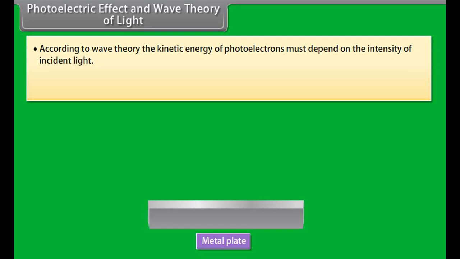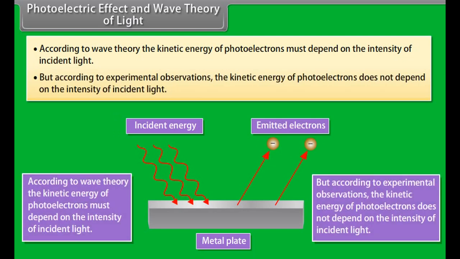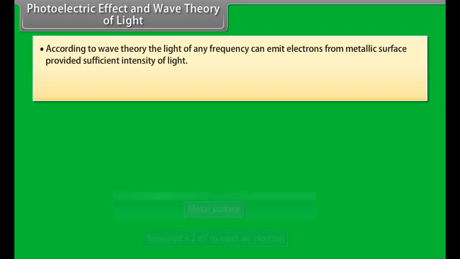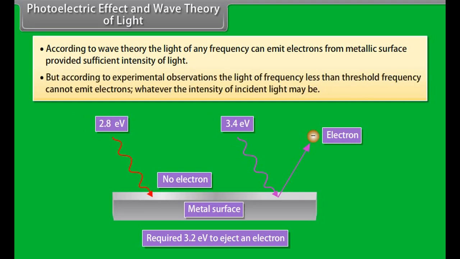According to wave theory, the kinetic energy of photoelectrons must depend on the intensity of incident light. But according to experimental observations, the kinetic energy of photoelectrons does not depend on the intensity of incident light. According to wave theory, light of any frequency can emit electrons from a metallic surface provided sufficient intensity of light. But according to the experimental observations, light of frequency less than threshold frequency cannot emit electrons, whatever the intensity of incident light may be.